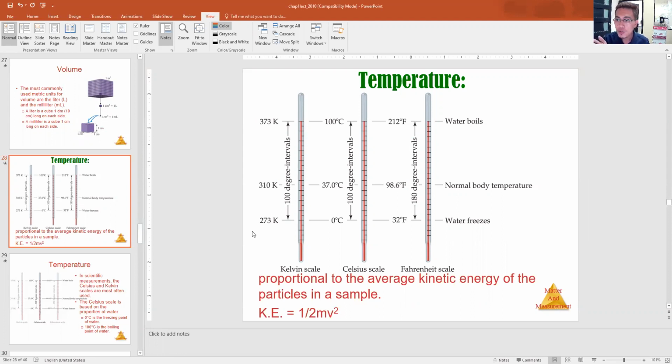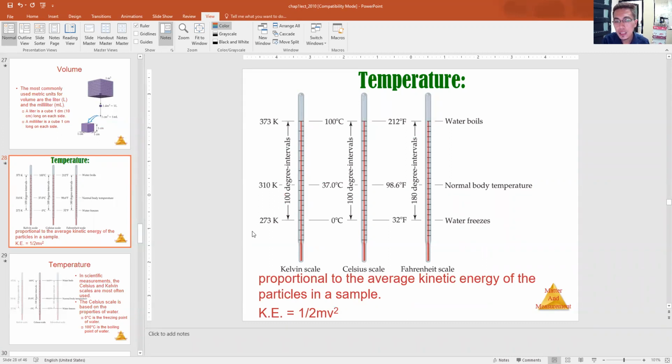So for the SI unit Kelvin, the specific conversion for the melting point is 0 for Celsius and 32 for Fahrenheit. The boiling point of water is 100 degrees Celsius, and the conversion for Kelvin is 373. You just add 273 to your initial Celsius, while for Fahrenheit it is 212 degrees Fahrenheit. So we also have a specific conversion for the normal body temperature.